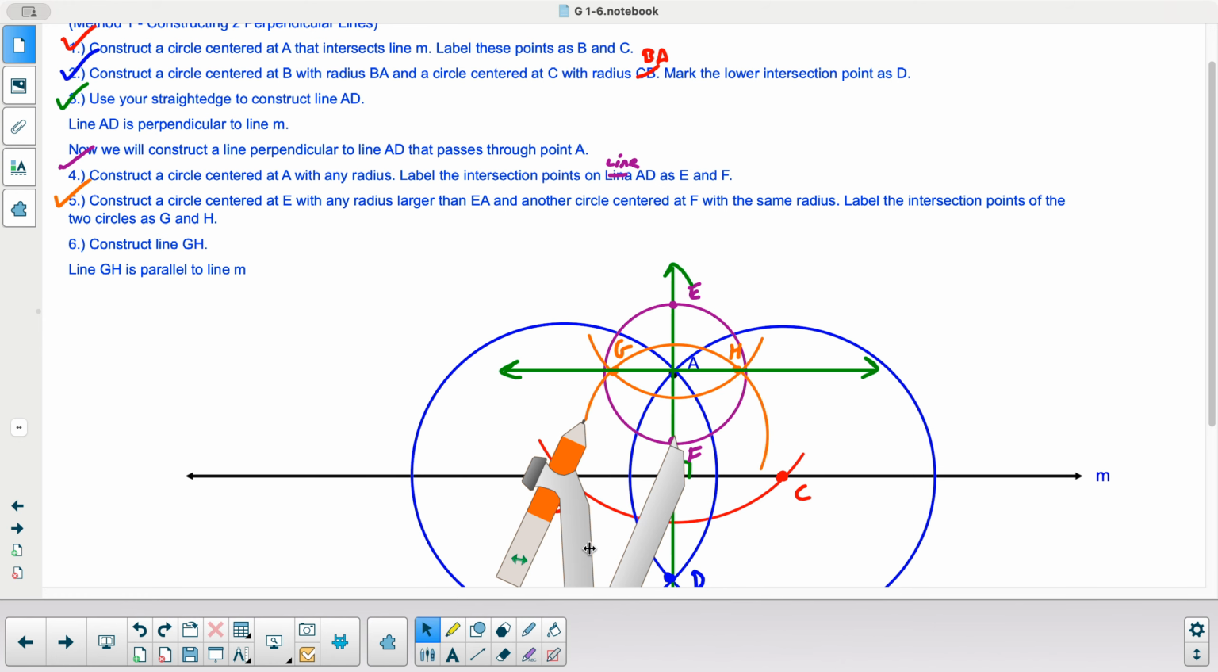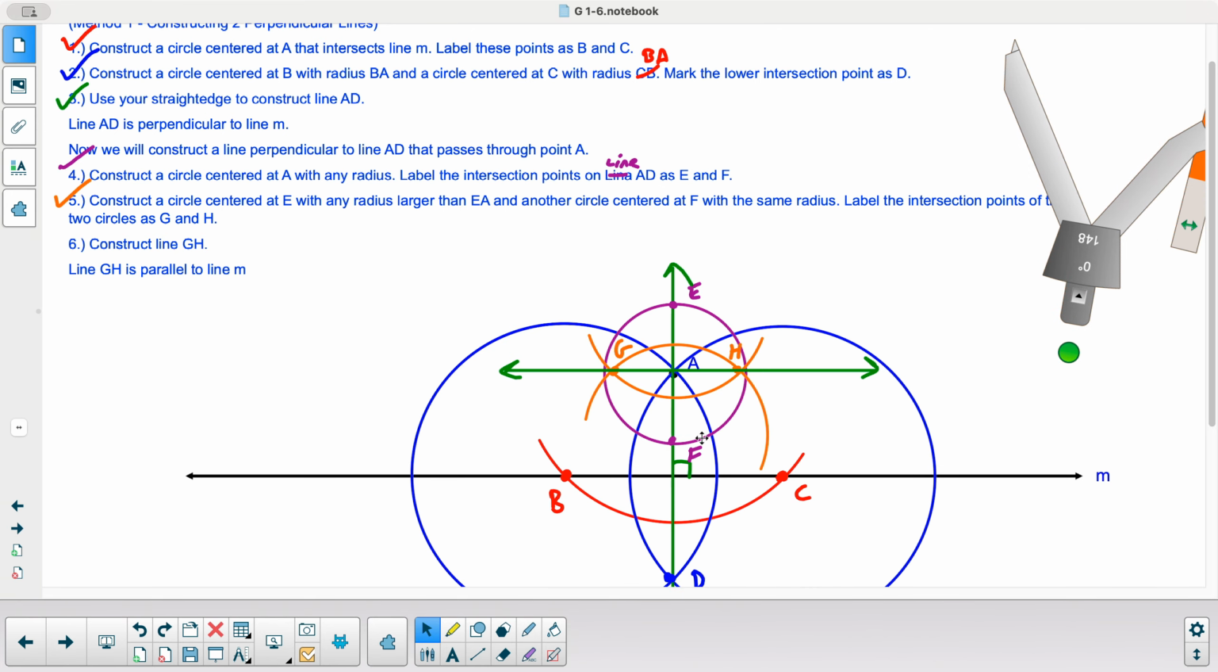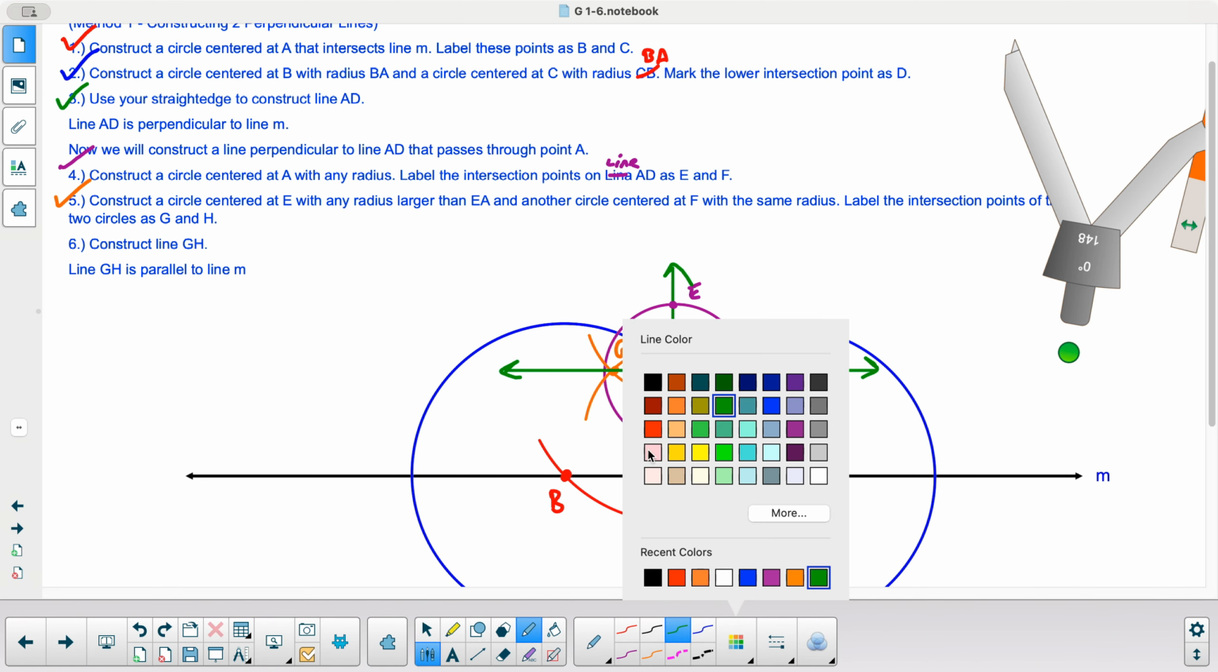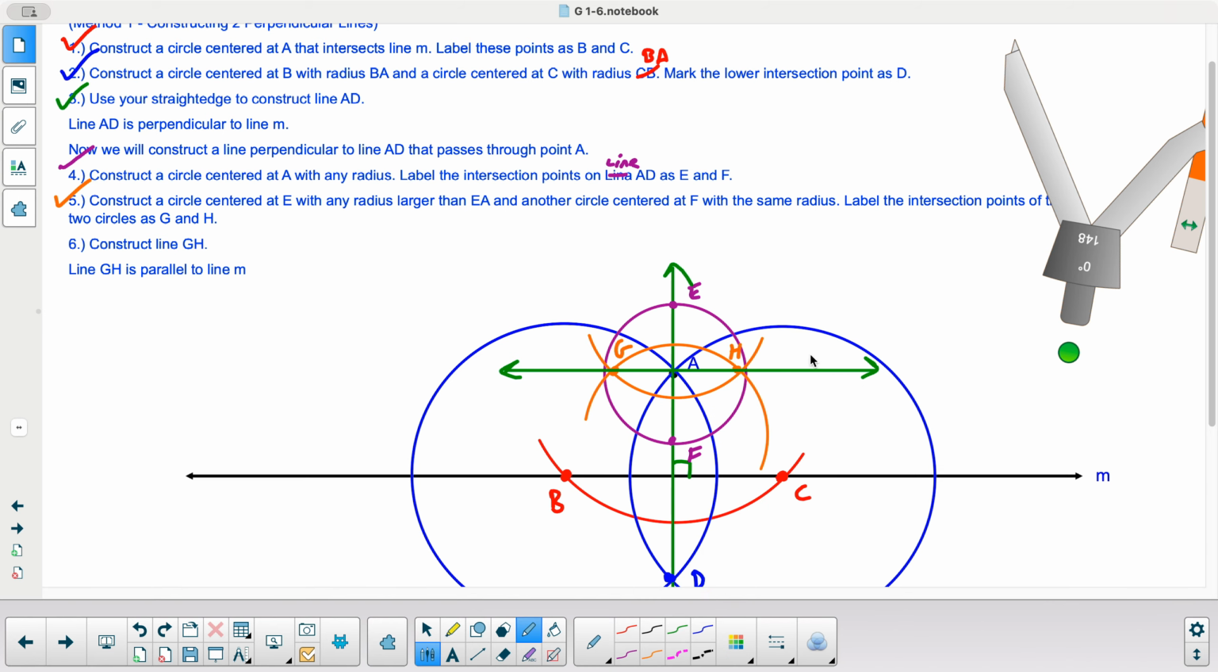So really the good news is we didn't use any new construction techniques here because we just basically did two perpendicular lines. But at the end of this, line GH is parallel to line M. Okay, and you can mark them with parallel marks. Here we go. That line is parallel to that line. Okay.